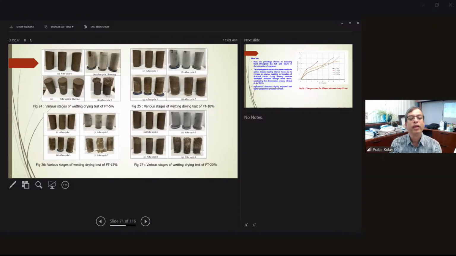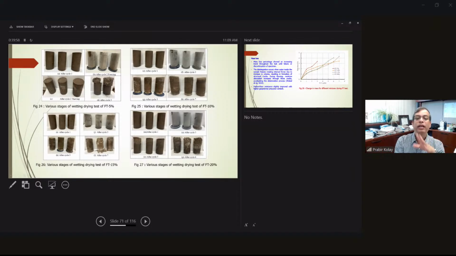But for freezing thawing with 5% fly ash, 5% GGBS, this is after 1 cycle. After freezing thawing of 2 cycles, and after 3 cycles. So this is happening. What is happening? Freezing thawing, and then also wetting, drying, and freezing thawing. So these are the situations over here.